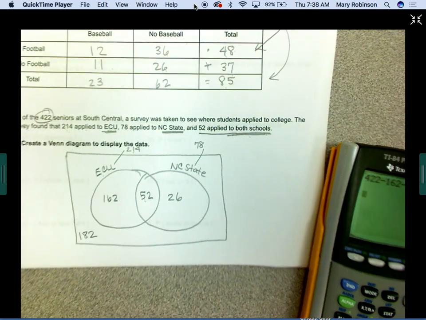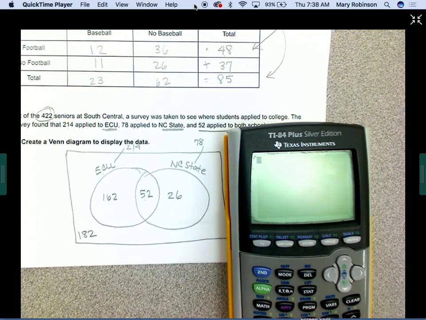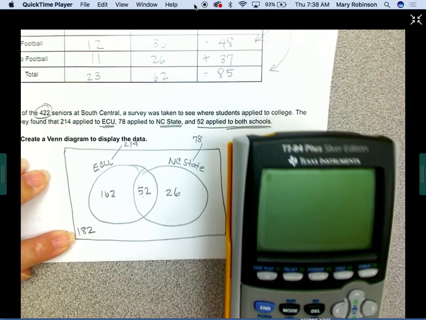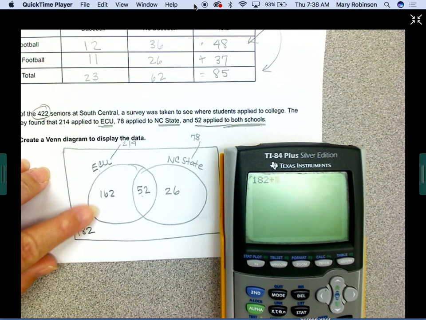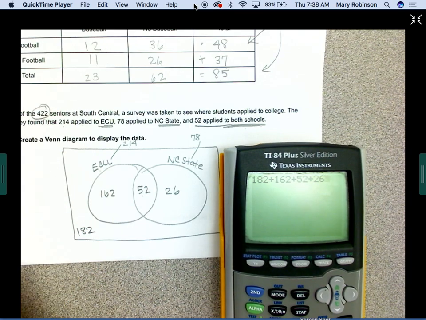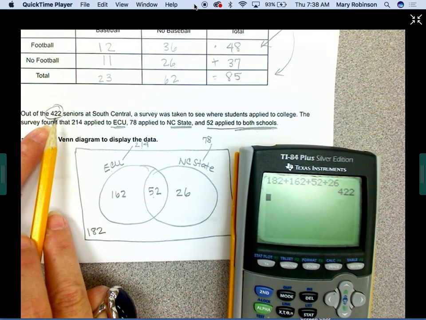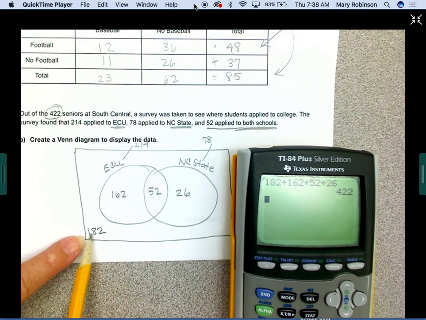And that means that our Venn diagram is complete. One way you can check to be sure you've included everything: 182 plus 162 plus 52 plus 26 adds up to the 422 seniors that were surveyed. So make sure the sum of all your numbers gives you the total.